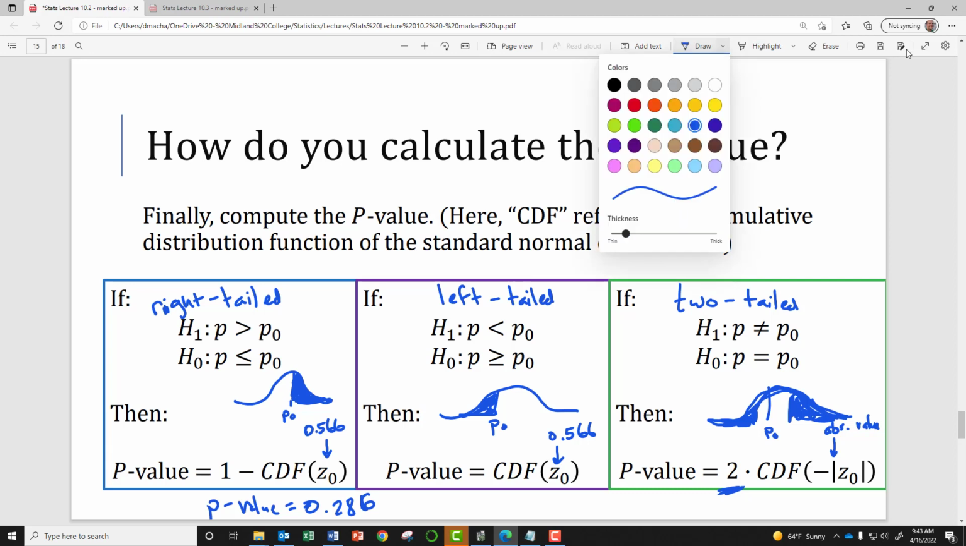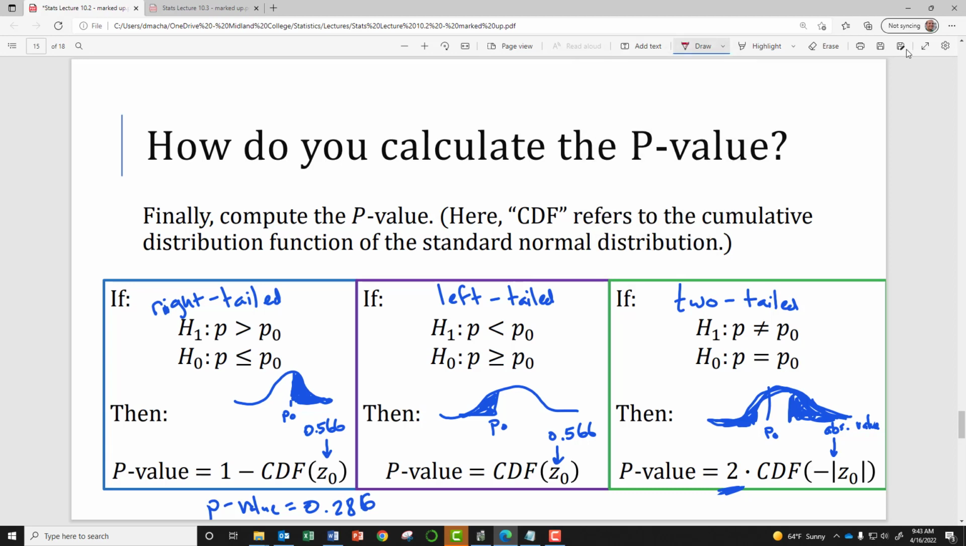One last thing I'll say, and don't let this confuse you. What I mean by that is, if this is confusing, just ignore it. But the standard normal distribution is symmetric. And so instead of calculating 1 minus the CDF here, it would actually be okay as well to just calculate the CDF of the negative absolute value of z0, and that will give you the same thing.